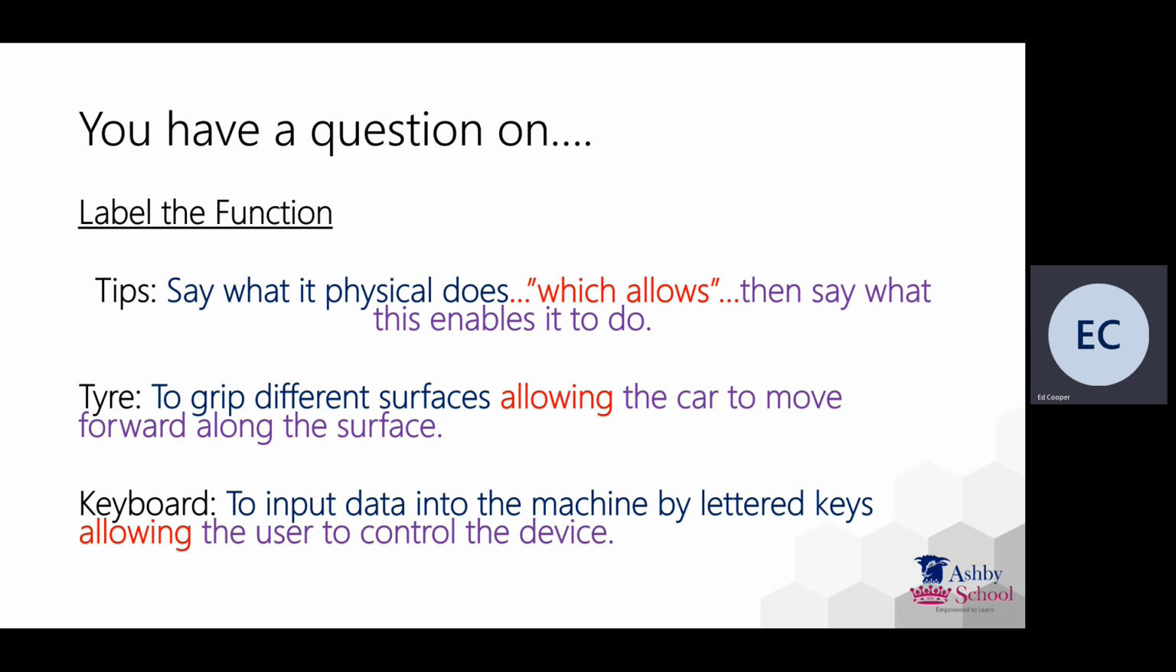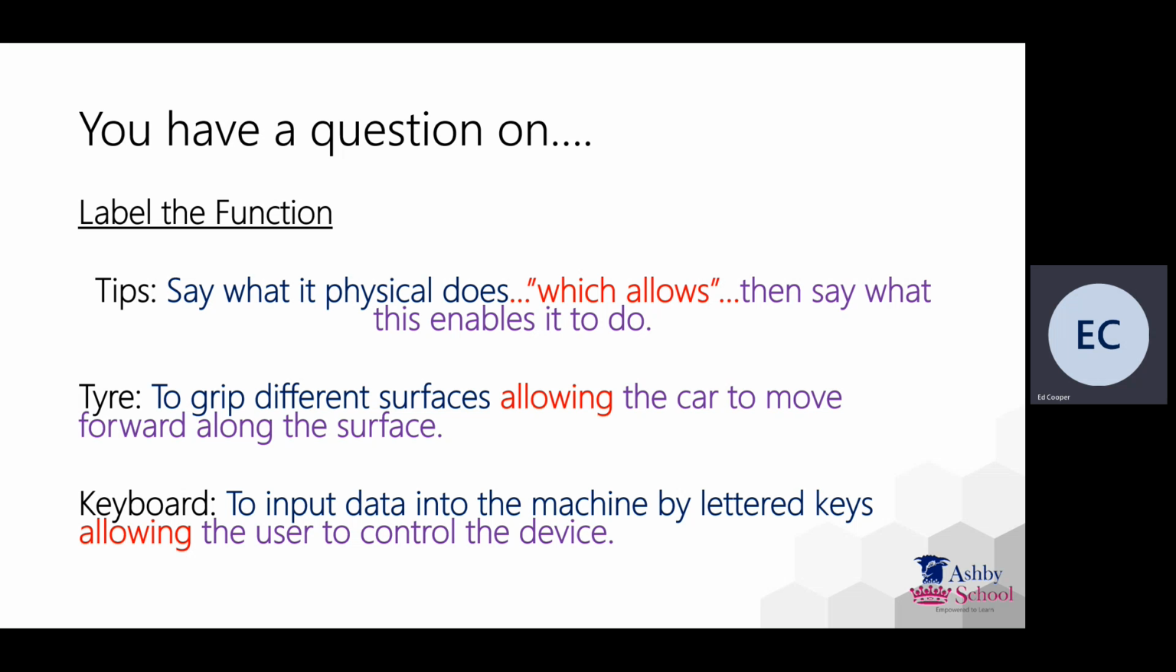So you might have a question on label the function. Say what it physically does: this allows such and such. If you imagine we've got a cordless drill, what is the trigger, which you squeeze to switch it on? Well, you're going to press the trigger, which allows the motor to rotate, which turns the drill bit. What is the function of a light switch? Well, it gives the user control of switching the light on and off. So you're going to say something and then justify that thought. It's the connecting words that we've got, so which allows, etc.